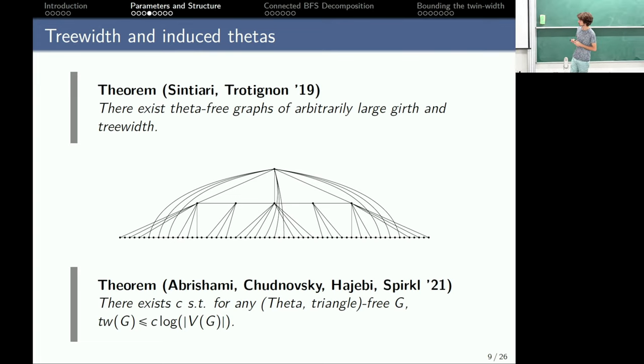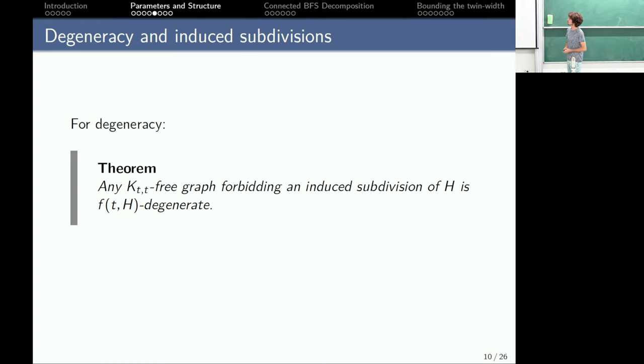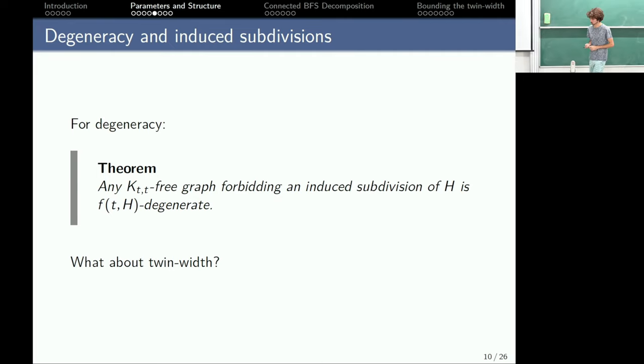So we know what happens for theta and treewidth, but now let's look at other parameters. What's known in the literature for now is that for degeneracy, things work well. If you take a sparse graph, here we say K_{t,t}-free, and you forbid an induced subdivision of any H, then your graph is f(t,H)-degenerate. This means that you can find a sequence of vertex deletions from your graph such that the vertex deleted at any point is of degree at most f of t and H. But this doesn't give you too much information, like FO model checking, for example.